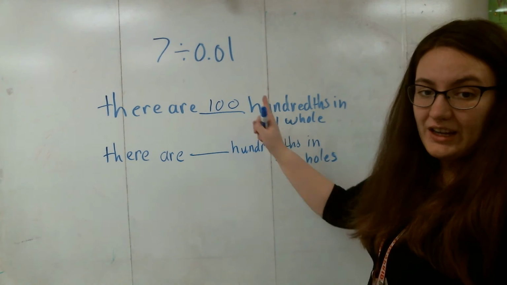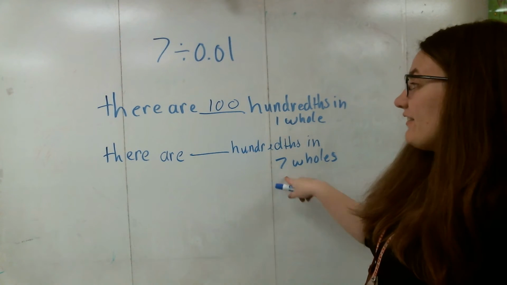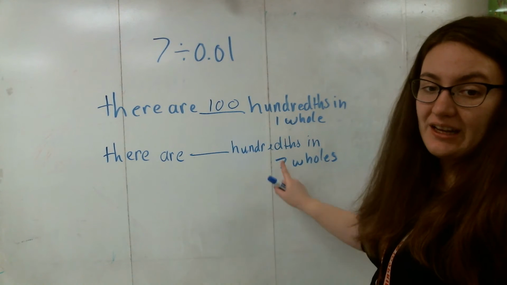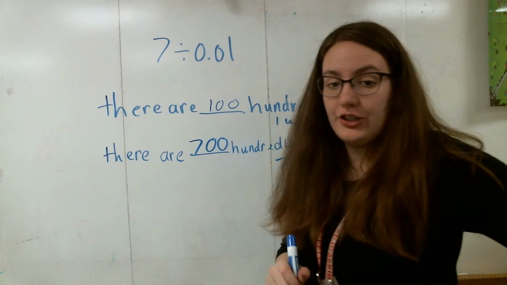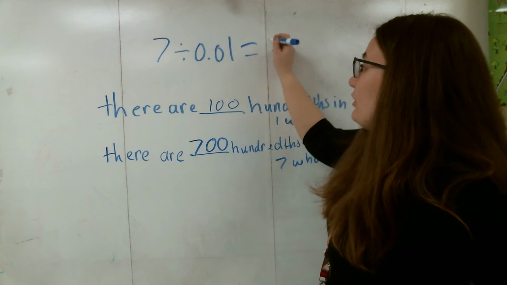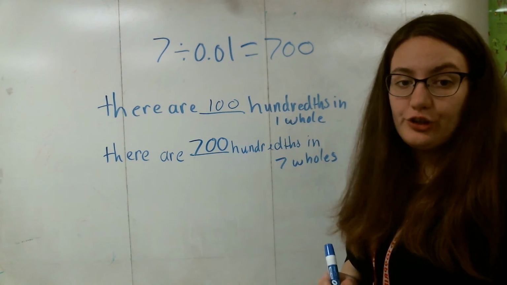So if one whole has 100 hundredths, then for 7 wholes, I could really just multiply 7 times 100, and I would get 700 hundredths. And that would be my final answer for this problem. It would just be 700.